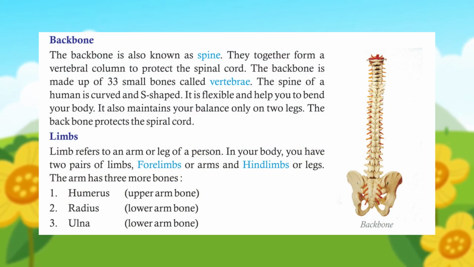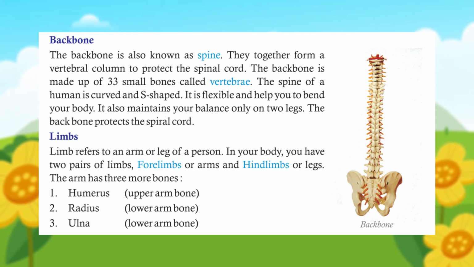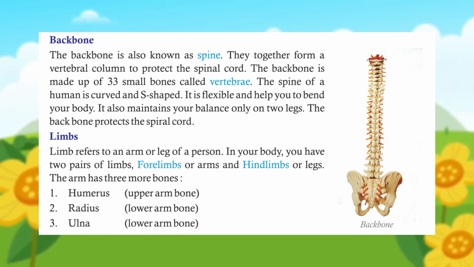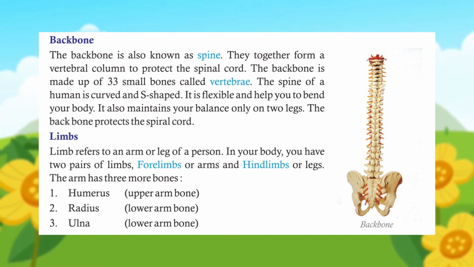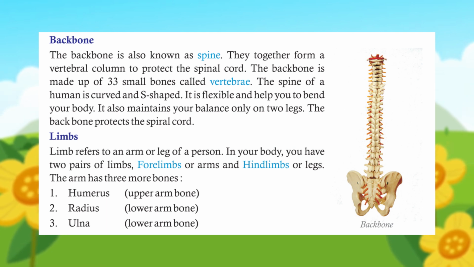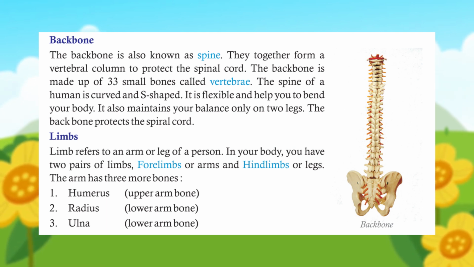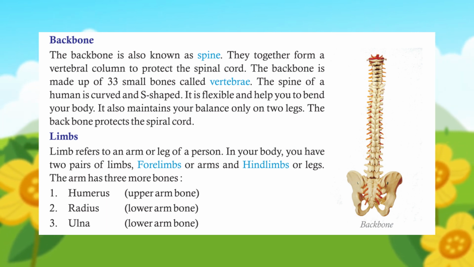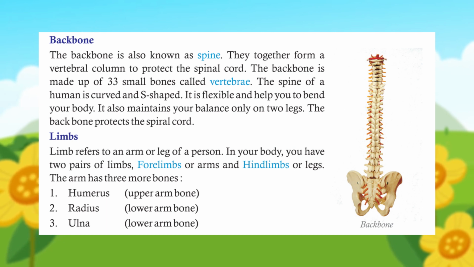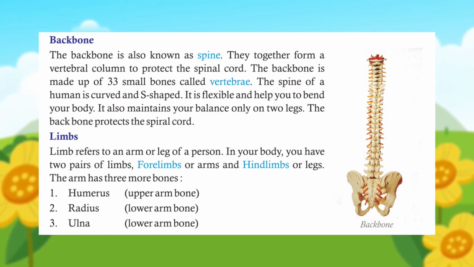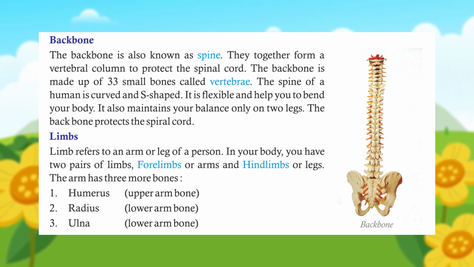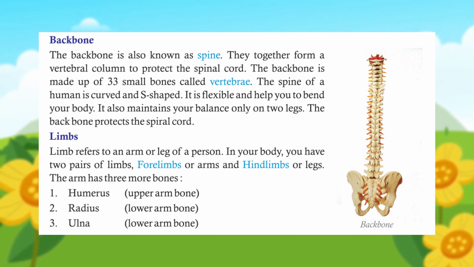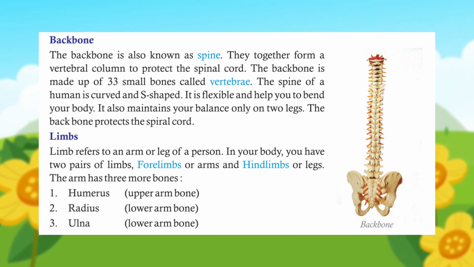Backbone. The backbone is also known as spine. They together form a vertebral column to protect the spinal cord. The backbone is made up of 33 small bones called vertebrae. The spine of a human is curved and S-shaped. It is flexible and helps you to bend your body. It also maintains your balance on two legs. The backbone protects the spinal cord.